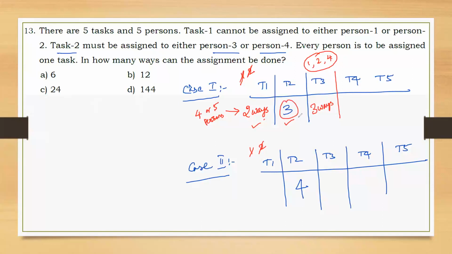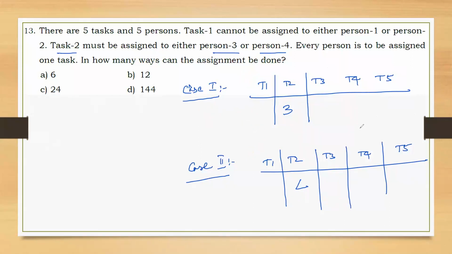Is it clear? Here there is only 1 way to assign a person. Then out of 3, 1 is assigned to task 3. Remaining 2 ways, then 1 way. Is it clear? Once again, I will repeat.